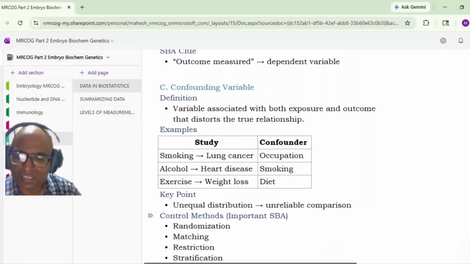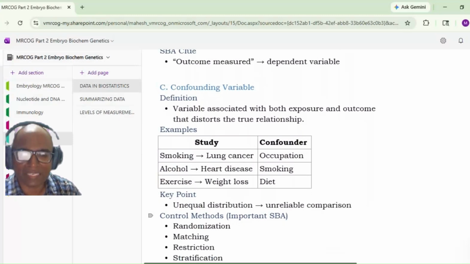Okay, same: alcohol leads to heart disease. If the alcoholic person is also smoking, because these two habits may go hand in hand, most alcoholics may be smokers, but smoking itself is independently associated with heart disease. So when you are measuring the effect of alcohol, you are also measuring the effect of smoking. So if our hypothesis is exactly that alcohol leads to heart disease, then we should try to remove the confounder. Or there are ways by which the confounding needs to be controlled.